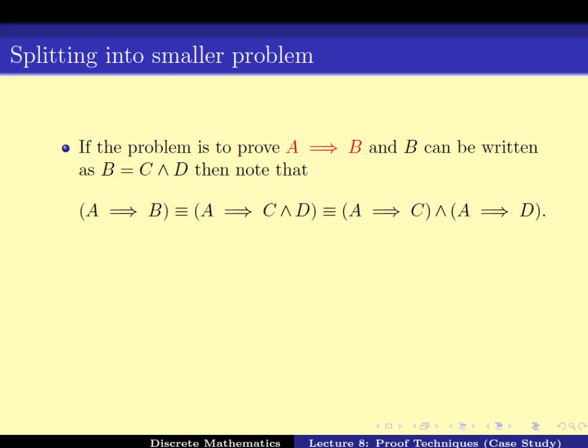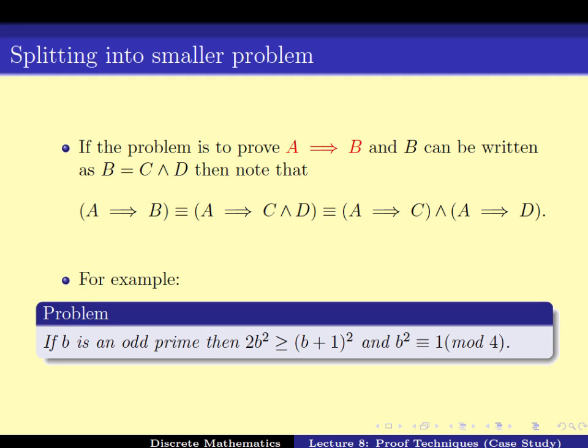Now, till now, we have seen things like how to split a problem into two smaller parts if the deduction that we make is an AND. That means if we have to prove A implies B and B can be written as C and D, then A implies B is basically same as saying A implies C and A implies D.